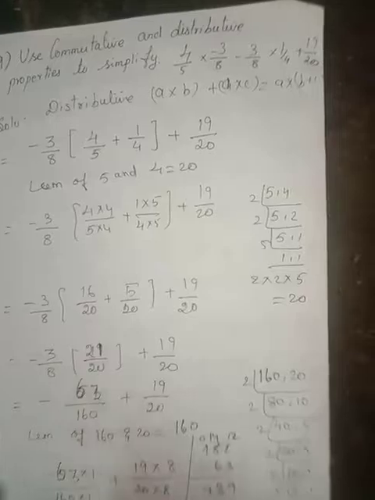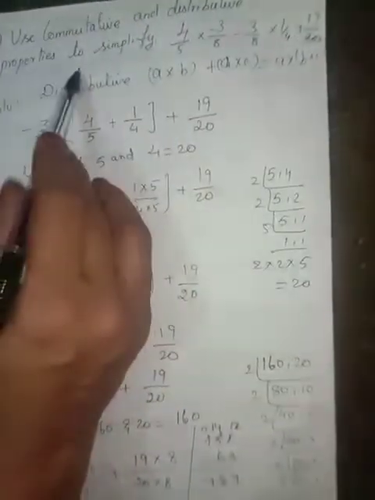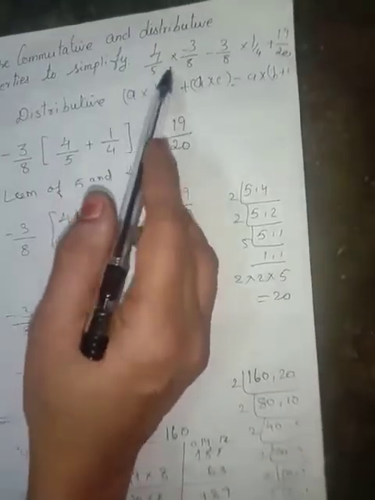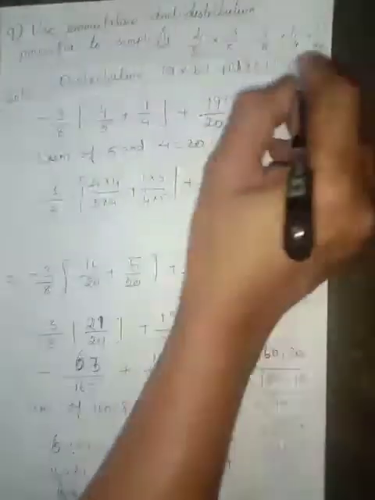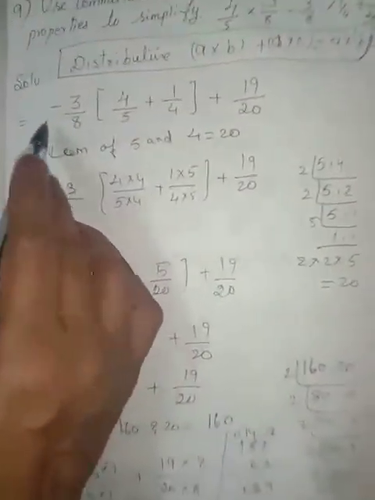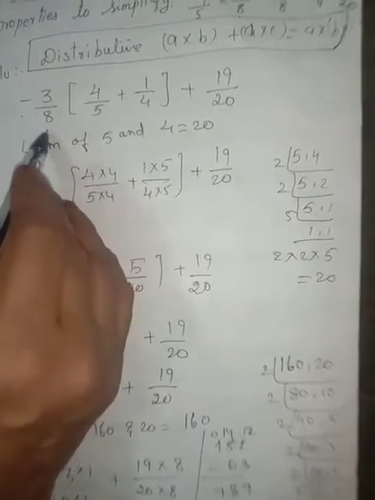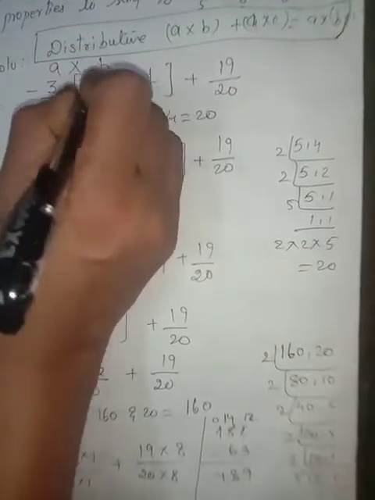The next one is the same as the previous two sums. Use commutative and distributive properties to simplify 4 by 5 into minus 3 by 8 minus 3 by 8 into 1 by 4 plus 19 by 20. It also looks like the distributive property. Comparing with the distributive property, we take out the common rational number minus 3 by 8, that is a cross b plus c. So it looks like a cross b plus c.